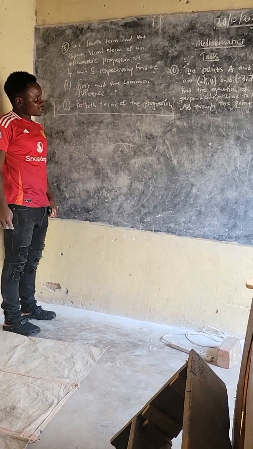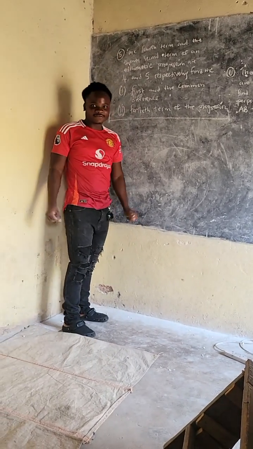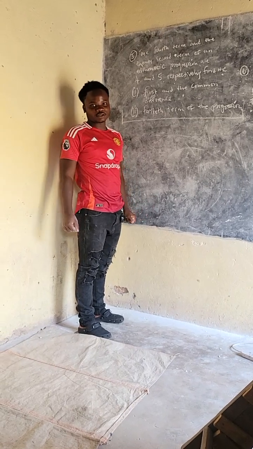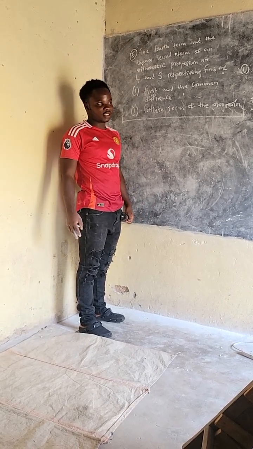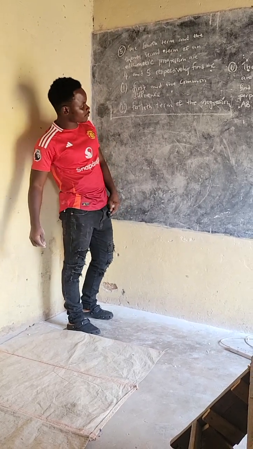Okay, so guys, we're going to solve this question 5. Question 5 is coming from AP. There's what we call AP and GP. AP means arithmetic progression.